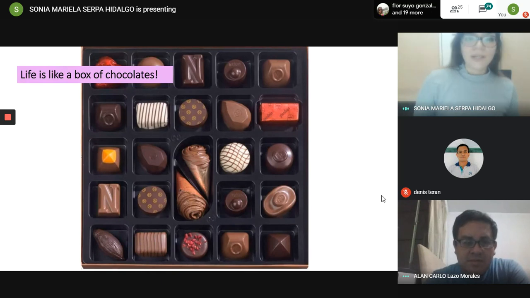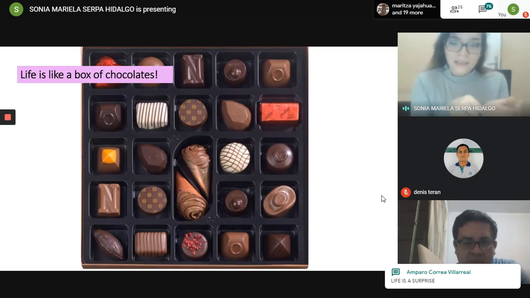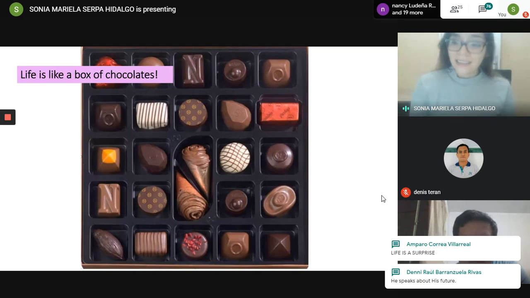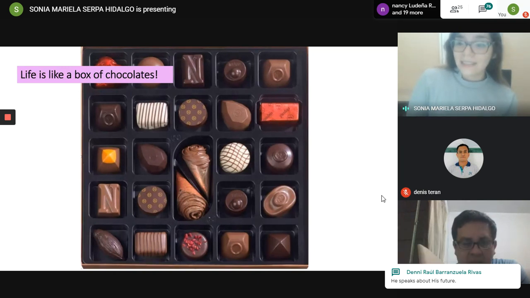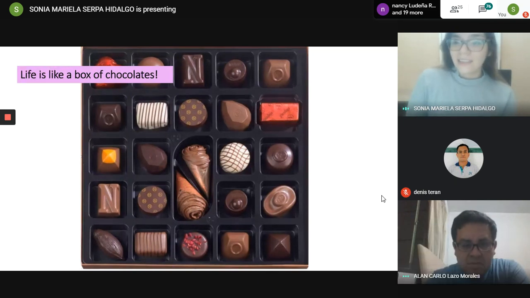So imagine you have your chocolate box, right? And they're all covered. And you're not sure which is the one you like. So you have to kind of guess. And that's what he's comparing. Exactly, life is a surprise. That's what he's saying. Good job, Amparo, right? He's saying life is a surprise. Life is like a box of chocolates. So you never know what you're going to get.